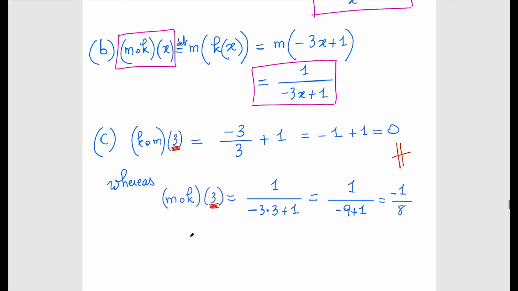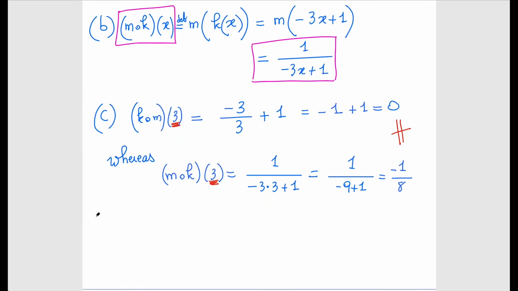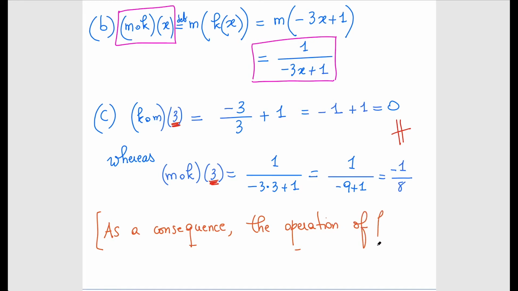Okay, so as a consequence, the operation of function composition is not commutative, right? So as a consequence, the operation of function composition is not commutative.